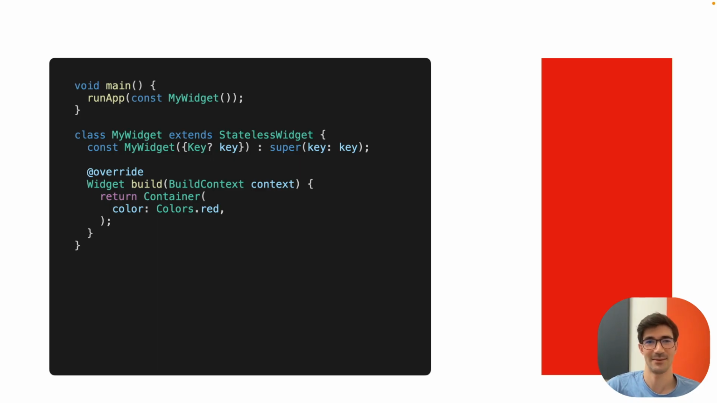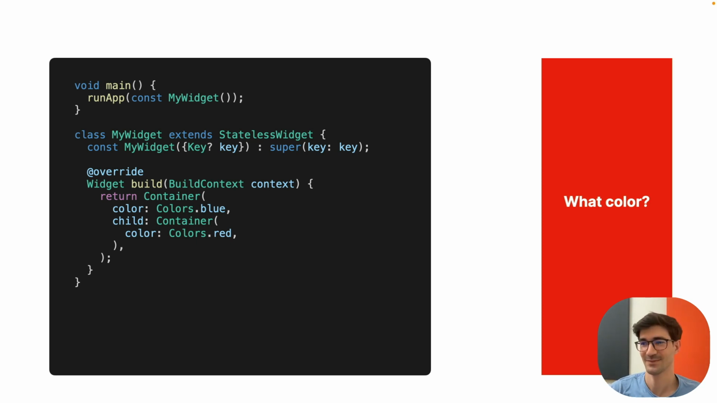Now back to our example, let's change it a bit. We'll add another container, this time a blue one above the red container. So again, in the chat, tell us what color will it be now? I'll give you a few seconds. And correct, it is still red. So congratulations to anyone that got correct.